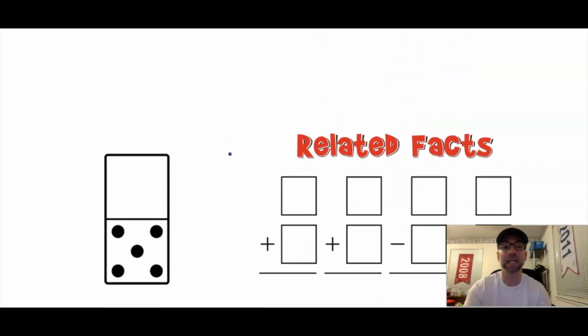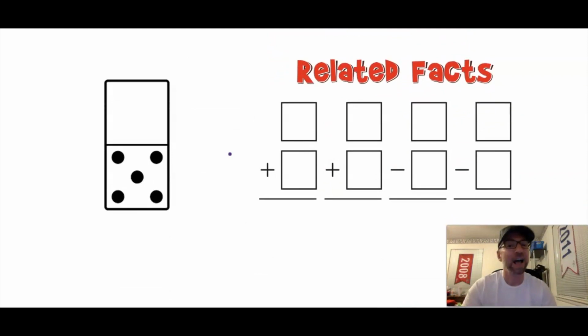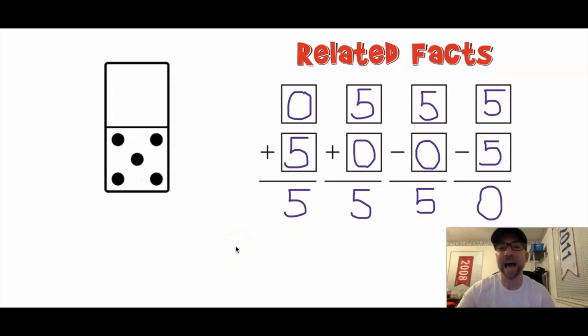We have one last challenge. I don't get many second graders that are able to solve a problem like this. This time, my domino has 0 dots and 5 dots. I want you to try to make the 4 related facts for this special domino. And it's not easy. Go ahead and hit that pause button while you try to find the 4 related facts. All right, let's see how you did.